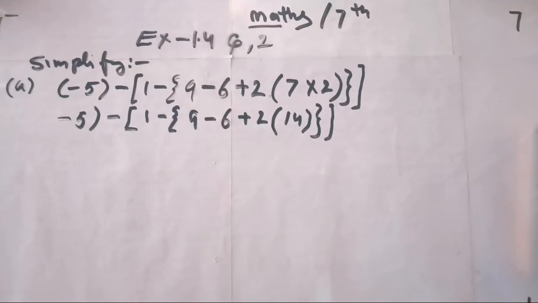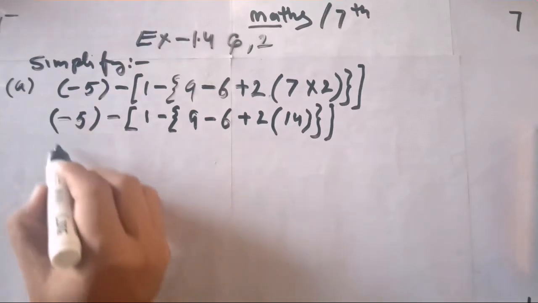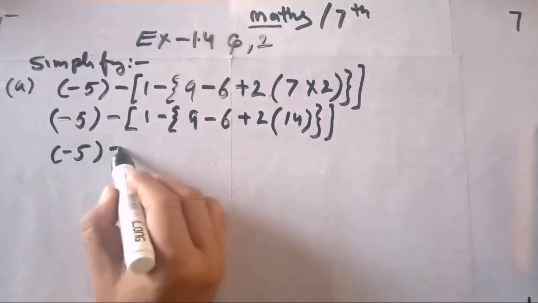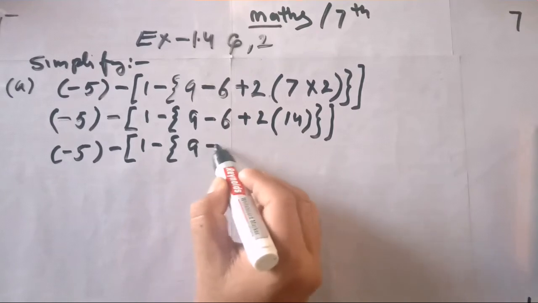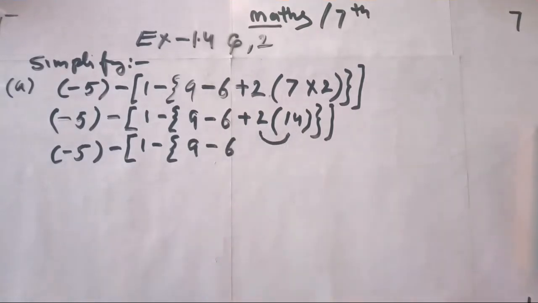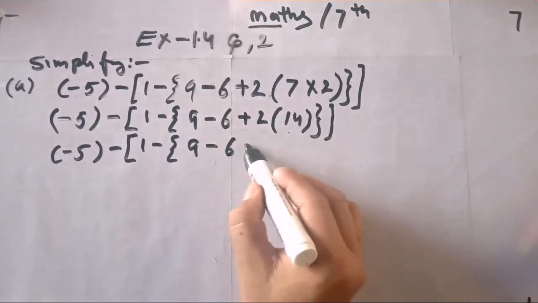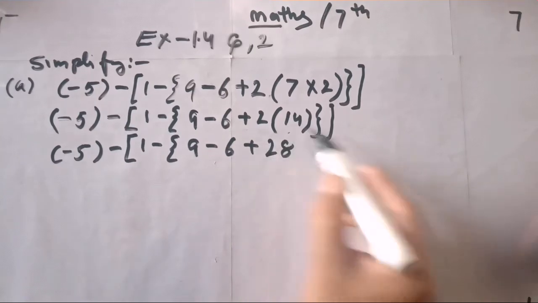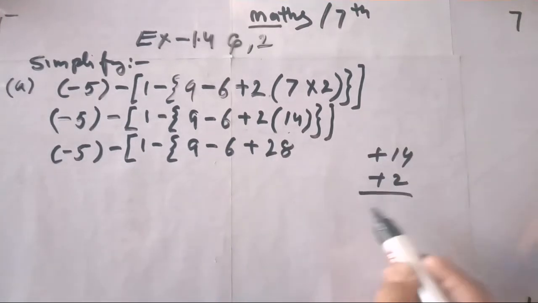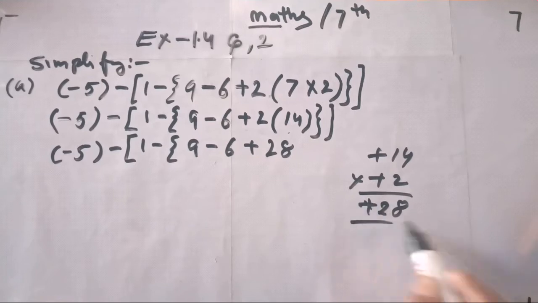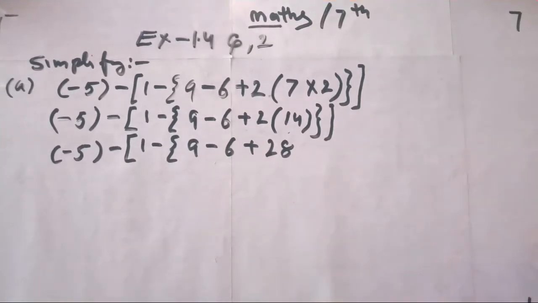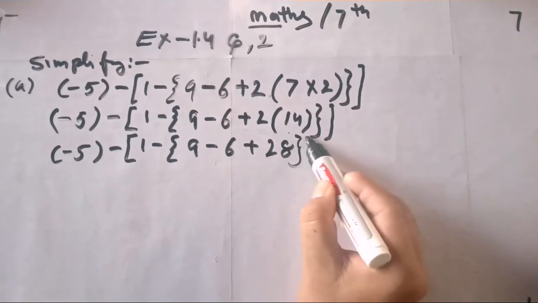Beta, do not take a shortcut, only solve step by step. Now the next step is minus 5 as it is, minus square bracket begin 1 minus curly bracket begin 9 minus 6. Now 2 into 14 is equal to 28 and with what sign? Positive sign, plus 28, because 14 is positive and 2 is positive. When you multiply these two, it is equal to 28 with positive sign, right? Okay beta, now your bracket close and then square bracket close.